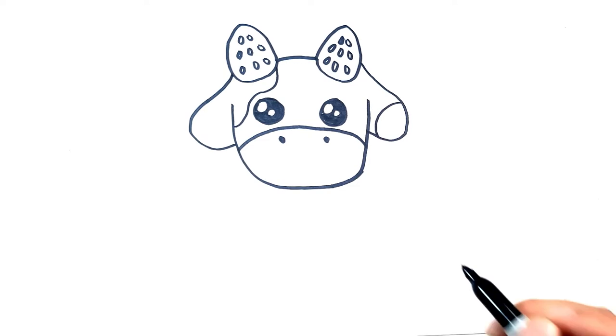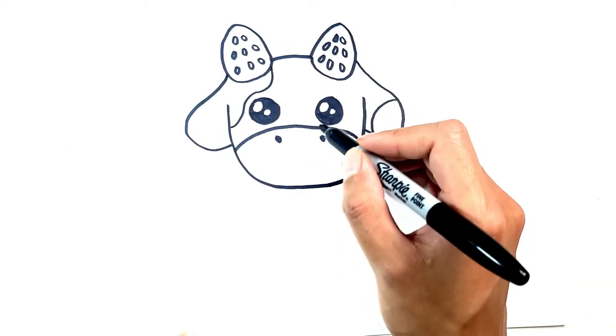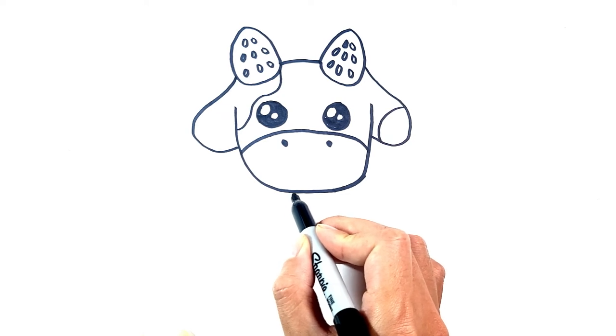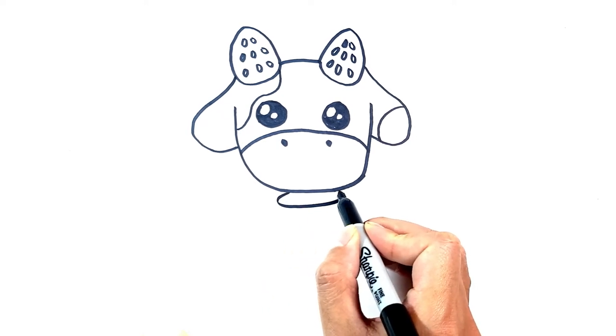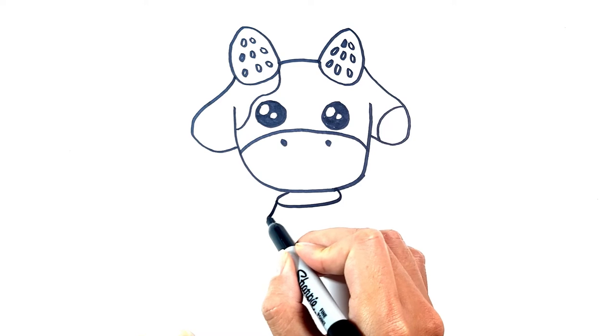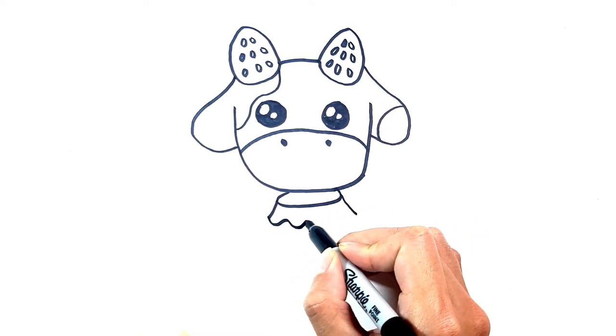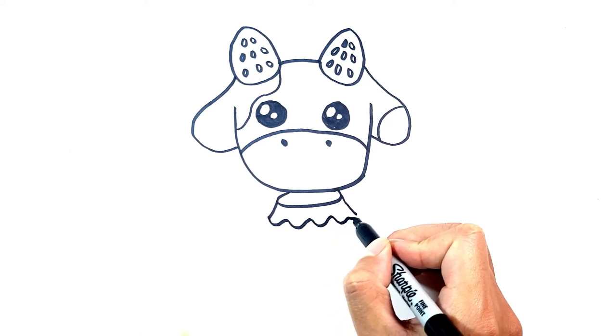Since this is a strawberry cow, let's give it a bottle of milk. We're gonna do the top of the milk right here in a circle, and then we're gonna draw two lines on either side, and then we're gonna draw this wheelie line to connect it.